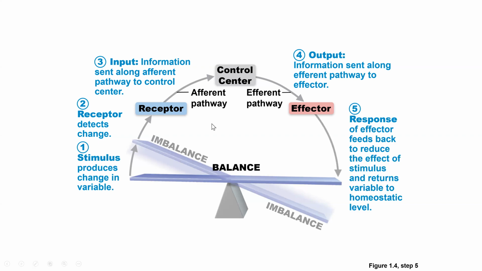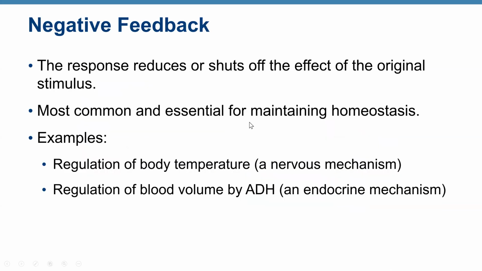And the effector will produce a response. So it will respond to reduce the effect of the stimulus and return the variable to homeostatic level. So this is our homeostatic arc, or homeostasis control mechanism. Again, it includes receptor, control center, and effector. The receptor communicates with the control center through the afferent pathway, and the control center communicates with the effector through the efferent pathway.